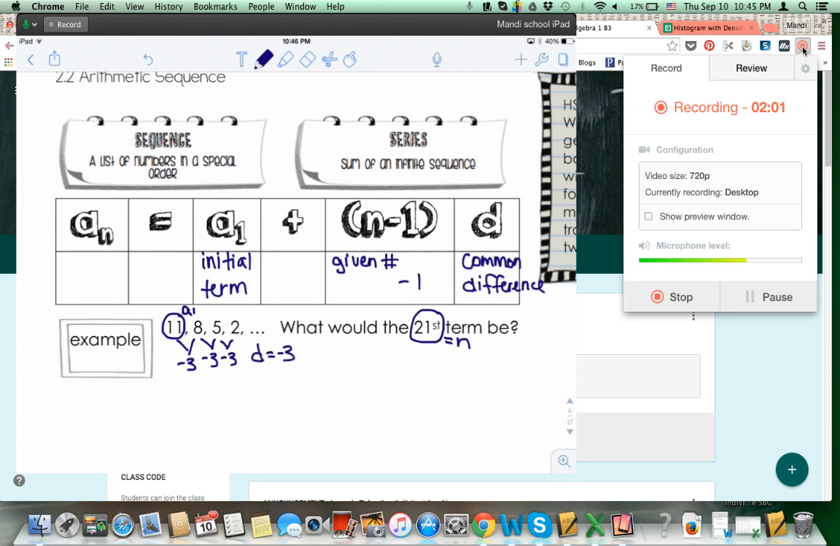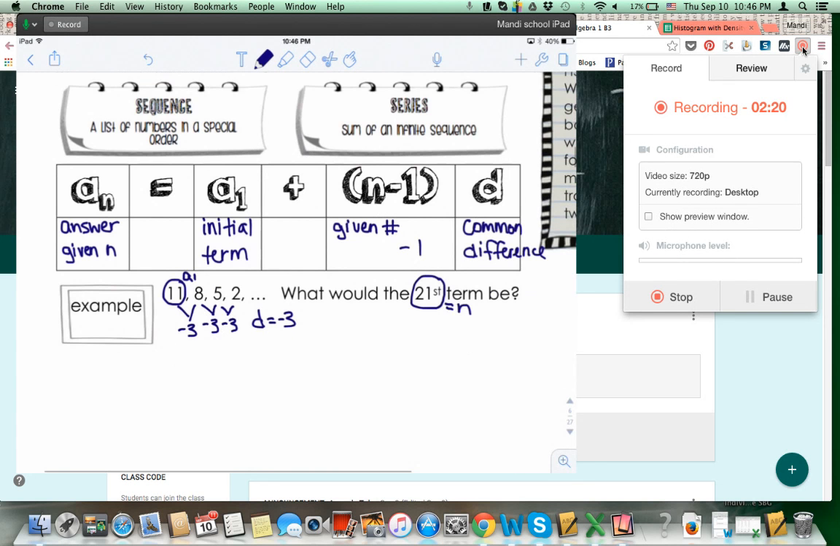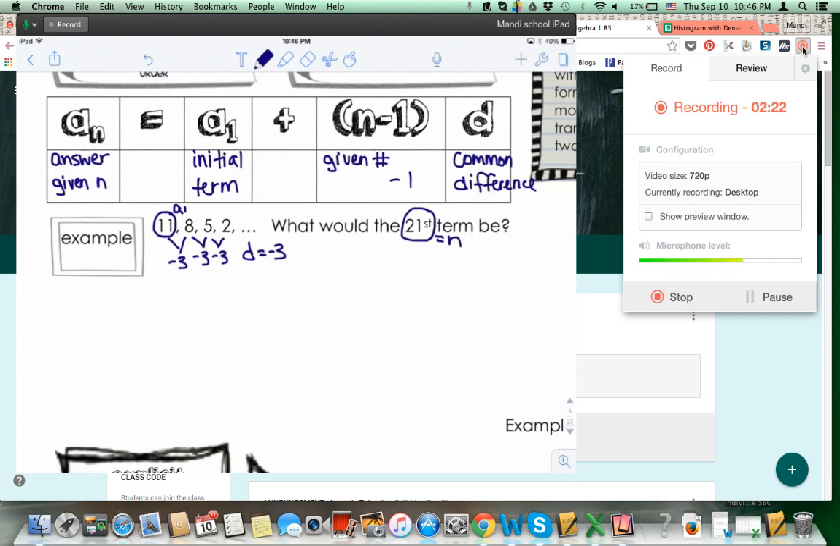So what is a sub n? A sub n is really the answer. It's the result that you get when you substitute the given number for n. So it's the answer given n. So we're going to start looking at arithmetic sequence by looking at the equation. So the first thing we want to do is just find what we call an explicit equation.